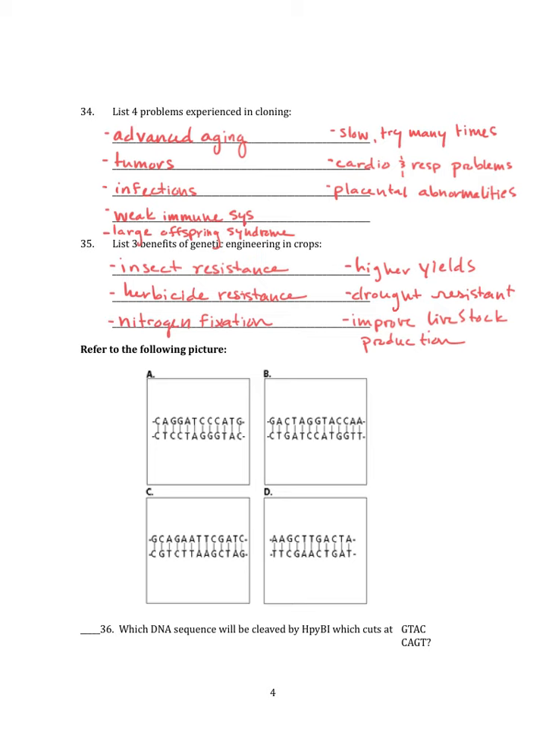Number 36. We're going to refer to these pictures, and it says, which DNA sequence will be cleaved or cut by the enzyme HpyBI, which cuts at this DNA sequence. We're looking for it to say GTAC on the top and CATG on the bottom. So we need to look for that specific sequence. And if you'll notice, you'll find GTAC and CATG here in letter B. So this enzyme searches for that specific DNA sequence and then cuts the DNA strand at that location. So the answer here is B.